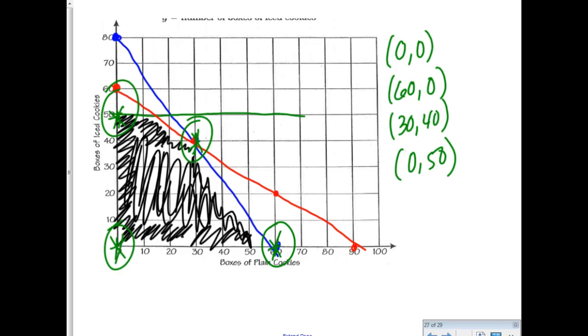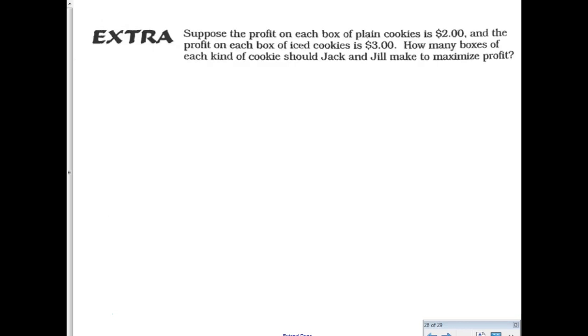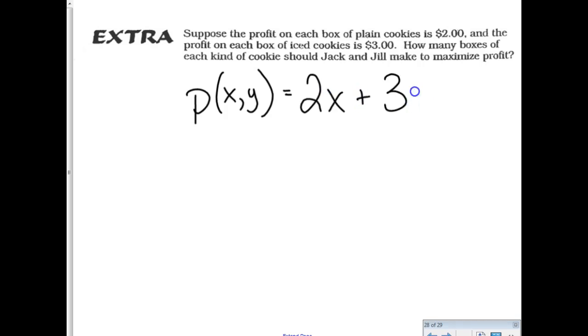So let's talk about profit function. Keep reading on the page. It starts talking to you about money. And it says the profit on a plain box of cookies is $2 and the profit on a box of iced cookies is $3. So we're going to determine what's called a profit function. We'll call it P of XY. And it's $2 for every plain box and $3 for every iced box.